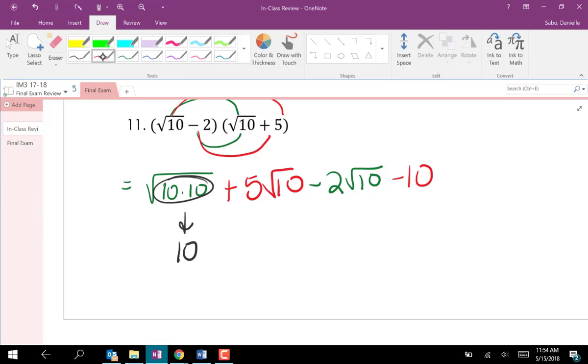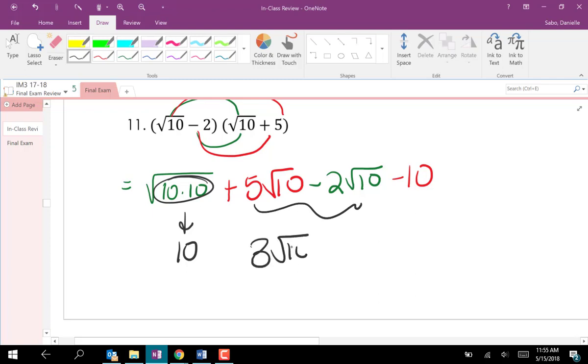Okay, then everything else. Let's talk about this. If I had right now, off to the side, don't write this, 5x minus 2x, what would you say the answer is? 3x. It's the same exact thing, but this time, it's going to be 3 radical 10. It's like that 10 is a variable. You can't do anything with it. It's just kind of there.